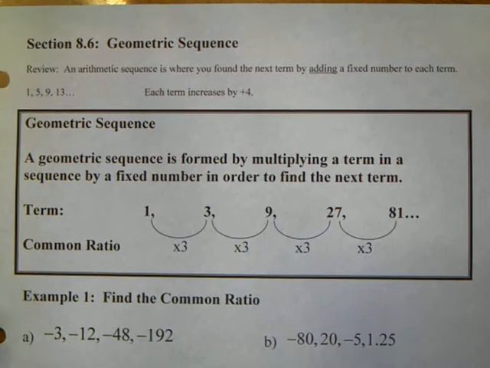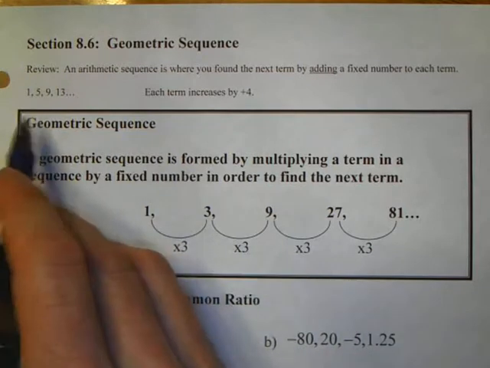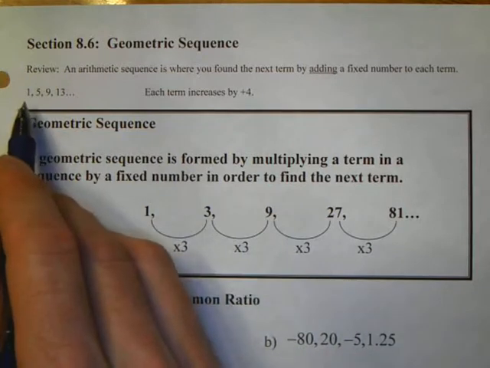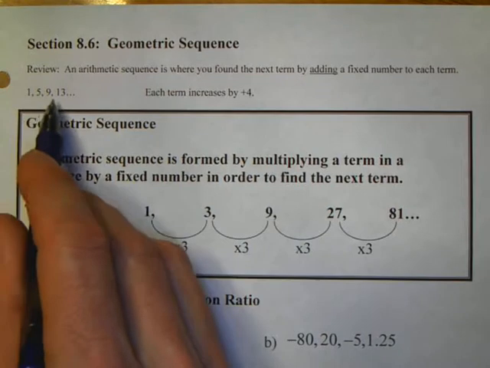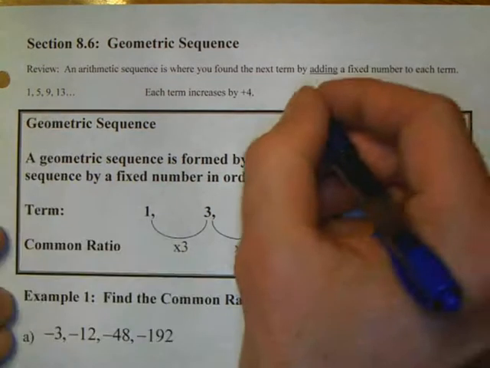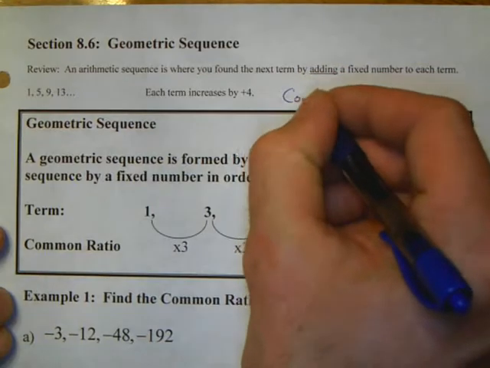Today we're going to talk about section 8.6, geometric sequences. Just in review, a couple chapters ago we talked about arithmetic sequences, where we add a number to get the next number, and so on and so forth. For example, this very small arithmetic sequence here, 1, 5, 9, 13, you see each term increases by 4. So we called that number the common difference, if you remember that from a couple chapters ago.